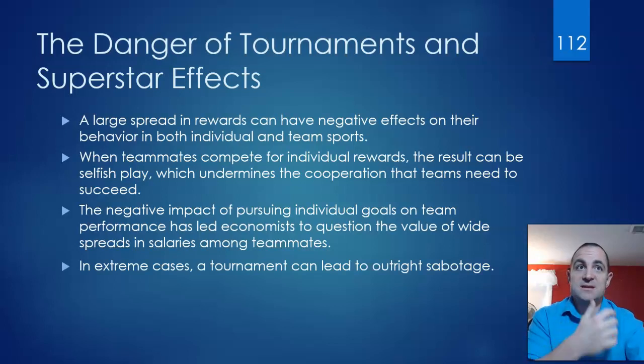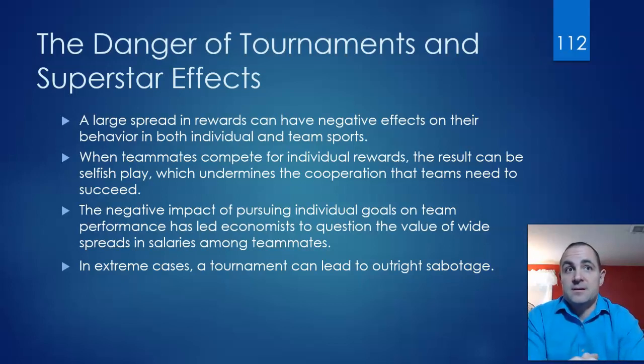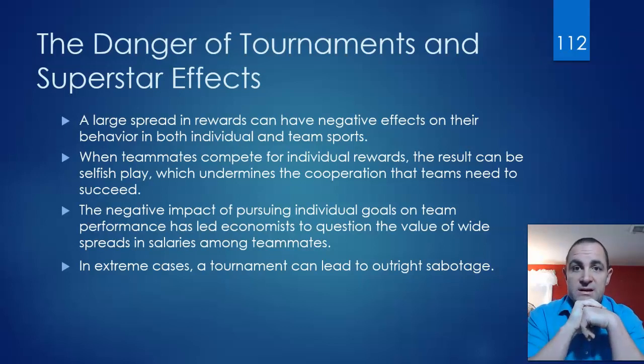And I mean, in extreme cases, you can have outright sabotage. You can have cheating in sports. For example, with Tonya Harding and Nancy Kerrigan in figure skating. Tonya Harding's ex-husband confessed to harming Nancy Kerrigan ahead of the Olympics. And so this can really cause cheating and sabotage, which can be a problem.